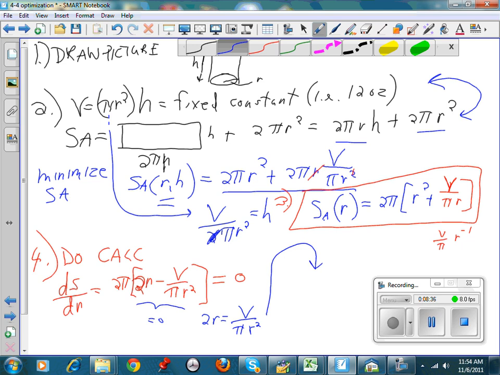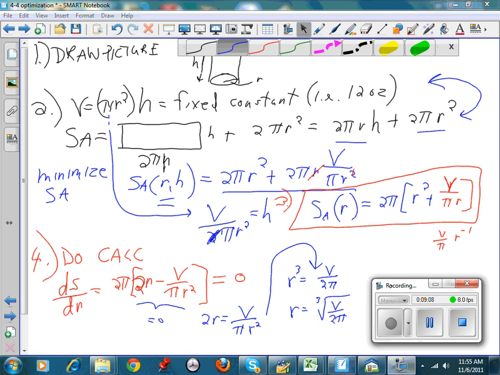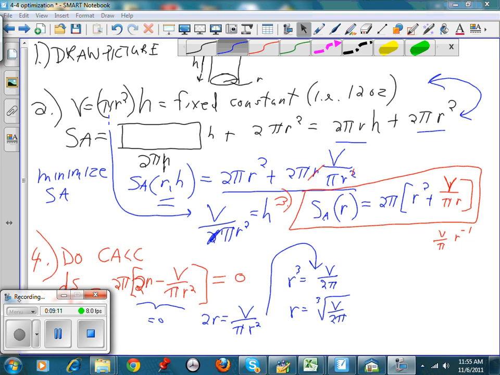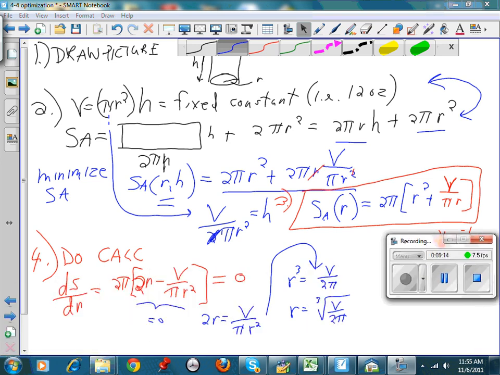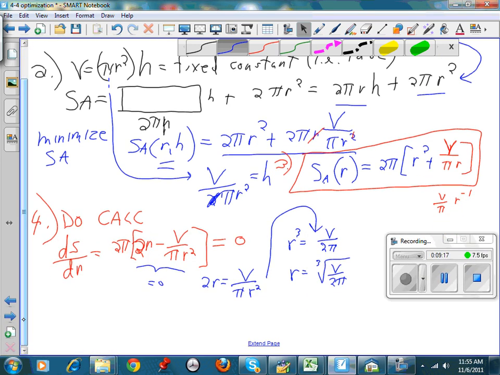Doing a little more work over here, I would get what? I get r cubed has to be equal to V over 2 pi. And then what's r equal to? Well, r is equal to the cube root of V over 2 pi. If I know what r is, apparently I know what h is too. But the first thing I want to do is make sure, did I find a minimum? Was this a minimum?